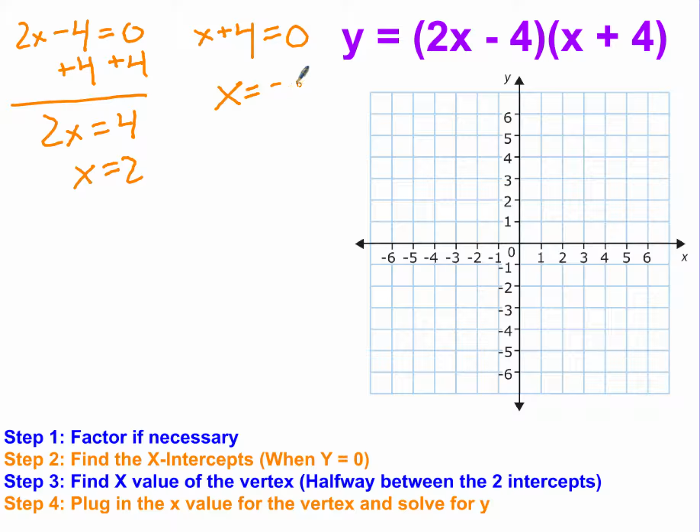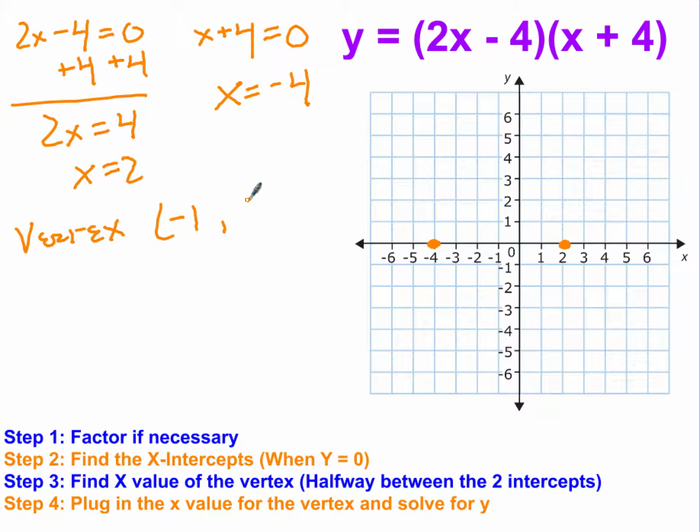So I have my intercepts. I know x equals 2 and x equals -4. So now I want to find the halfway point in between these. 1, 2, 3, 1, 2, 3. My halfway point is -1. I can figure that out just by counting. I also could have added these and divided by 2. If I had done that, I would have had -4 plus 2 is -2, divided by 2 is -1. So I know my vertex is at x is -1.